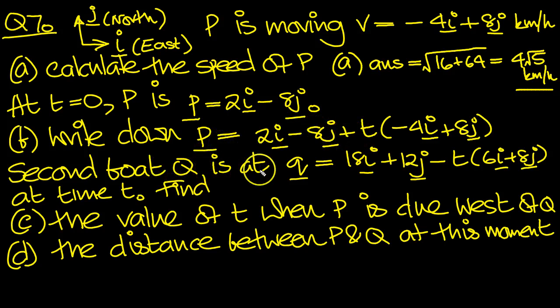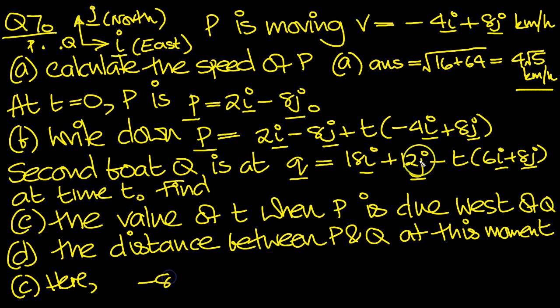Okay, so the second boat Q is at this vector here at time t. Find the value of t when P is due west of Q. When they're due west of one another, P would be here, Q would be here, so they have the same j value. So for part c, with the same j value, we would need to impose minus 8 plus 8t is equal to, that's the p value, and the q value would be 12 minus 8t here.